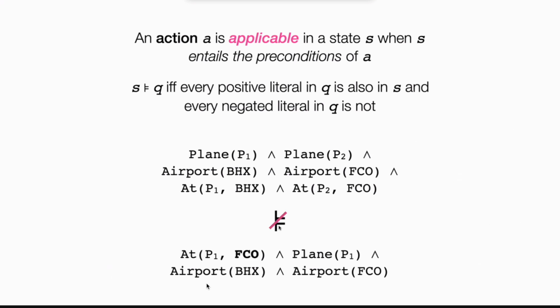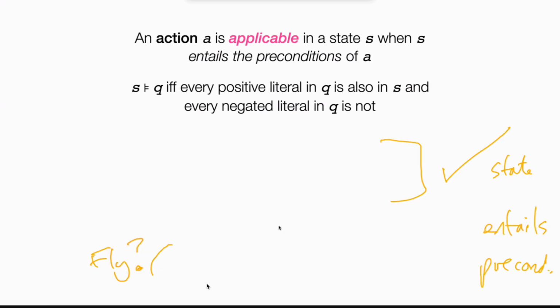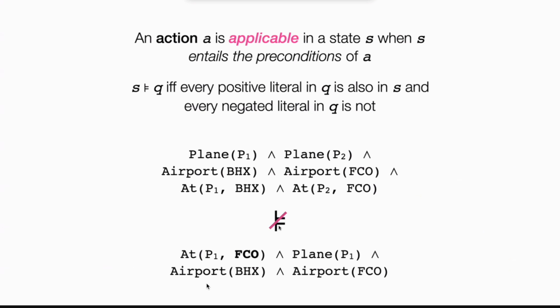But if we change something on the other side, if we wanted to fly plane 1 from a different airport, it is not supported, because this bit is not the same as this bit. So you're going to get this kind of pattern matching from the preconditions to the states. And again for this one.